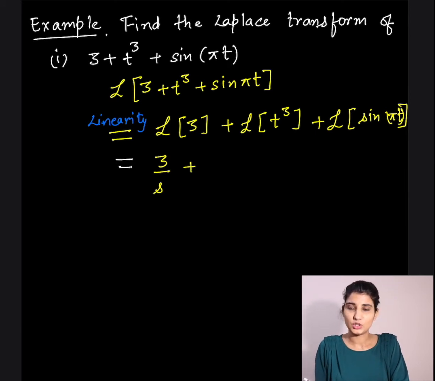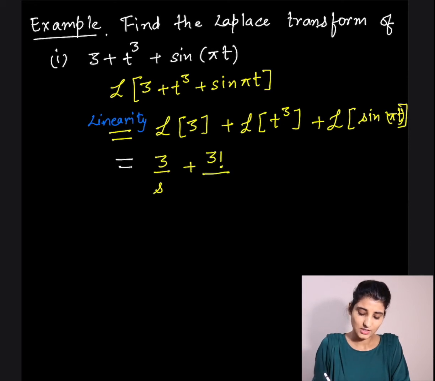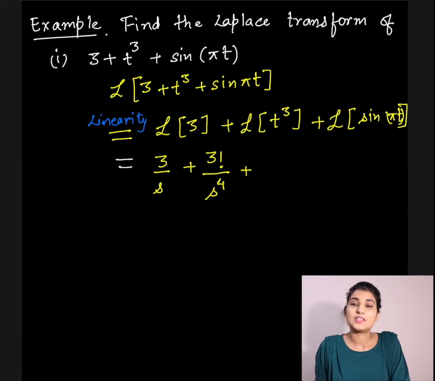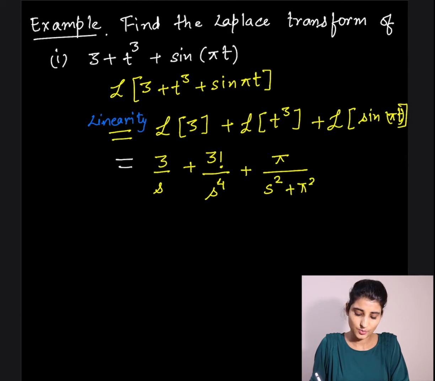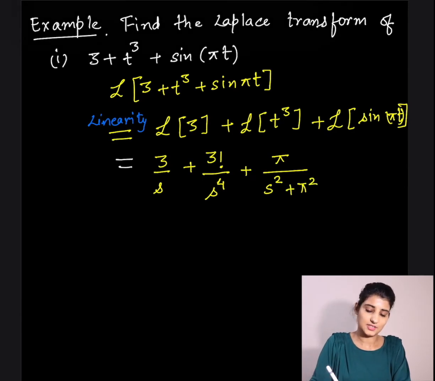plus Laplace of t cube. So here the power is 3. So 3 factorial divided by s power, we increase the power by 1, s power 4, plus Laplace of sine pi t. Laplace of sine omega t is omega divided by s square plus omega square. So here our omega is pi, so the Laplace is pi over s square plus pi square. This is our answer.